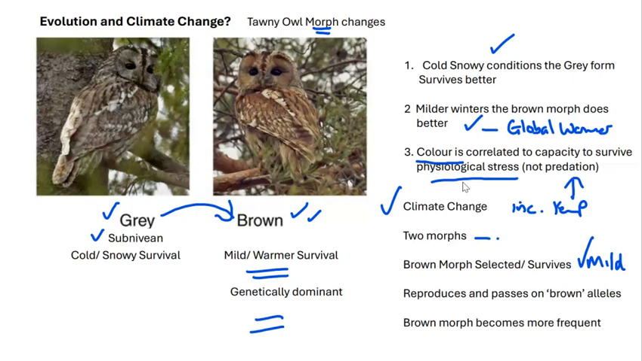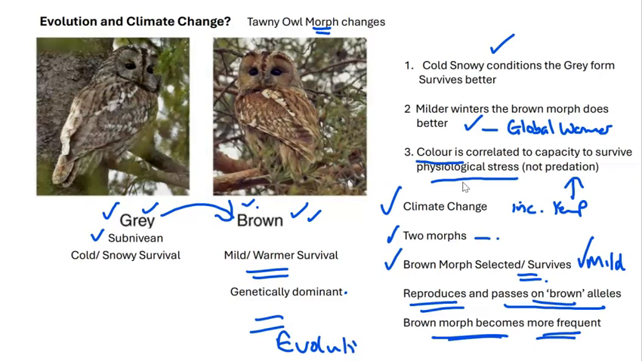Because it survives best and tolerates the physiological stresses better, it's therefore able to reproduce better and passes on those brown dominant alleles to its offspring, and as a consequence the brown morph becomes more frequent. And so we would say, according to the definitions of evolution, that we have had a change in the frequency of grey to brown, and that is consistent with the idea of the evolution of that particular species of bird.